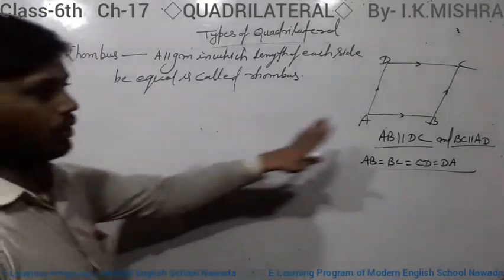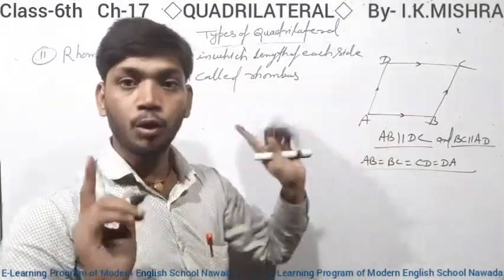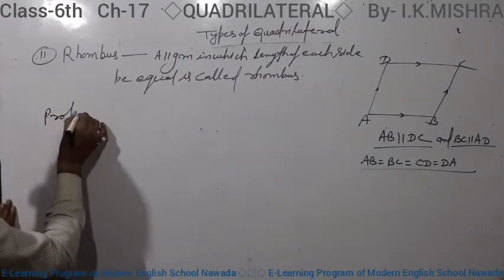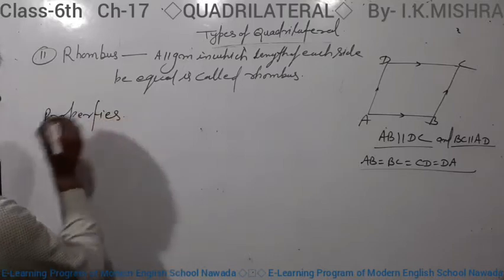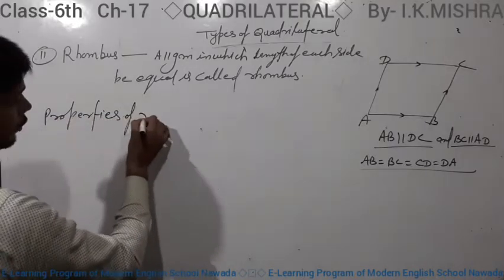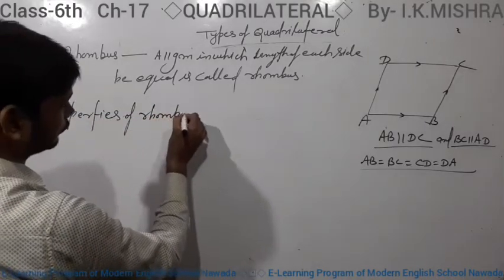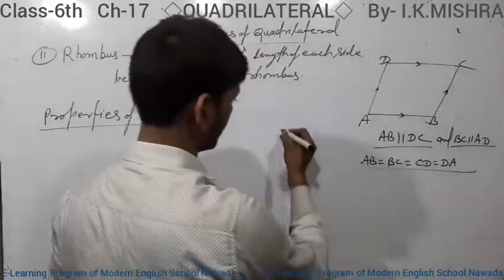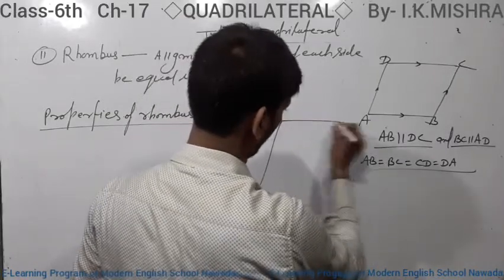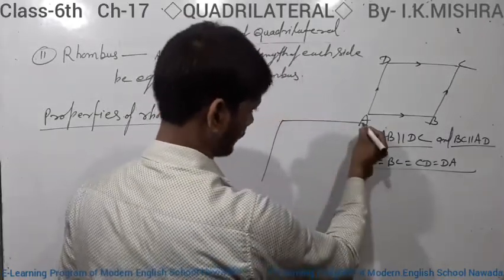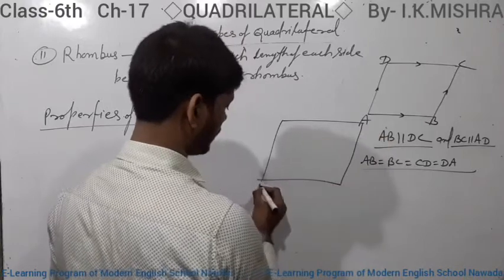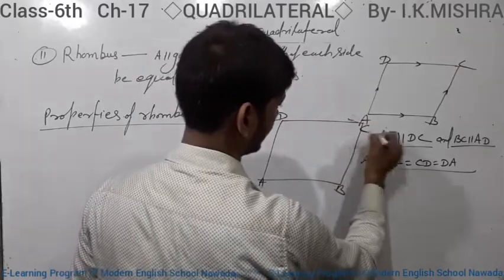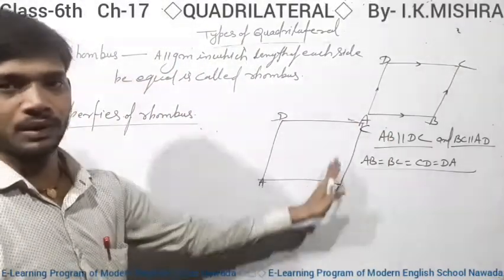Friends, here I draw the figure. Clear? Now, properties of rhombus. What are the properties of rhombus? Friends, here I draw a rhombus ABCD. ABCD is a rhombus.